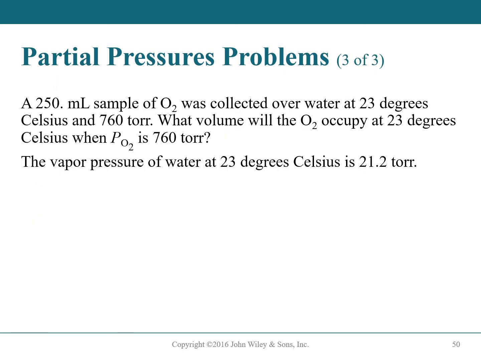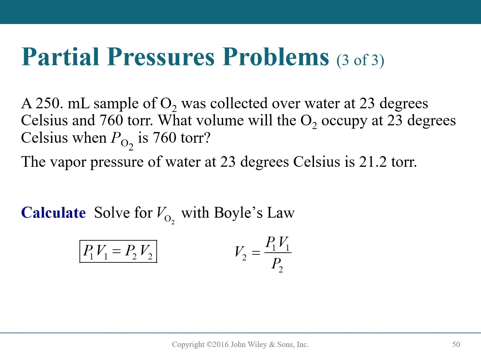Now when we do this, we know the pressure of the dry oxygen, and so we can use Boyle's law. I just want to make sure this didn't change. So this again is V1. We wanted the volume, so we know it's V2 of the oxygen. Same temperature. Here the vapor pressure of water is 21.2 torr. So we calculated from the previous slide what P1 and P2 will be.